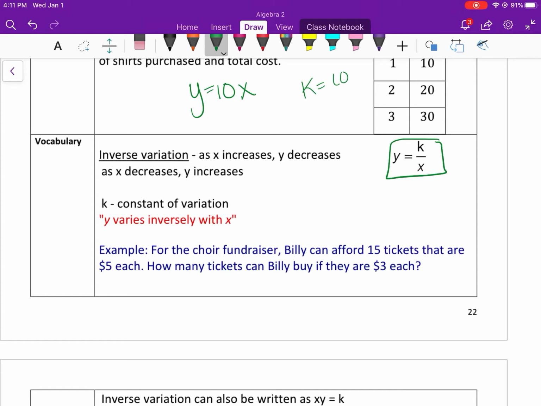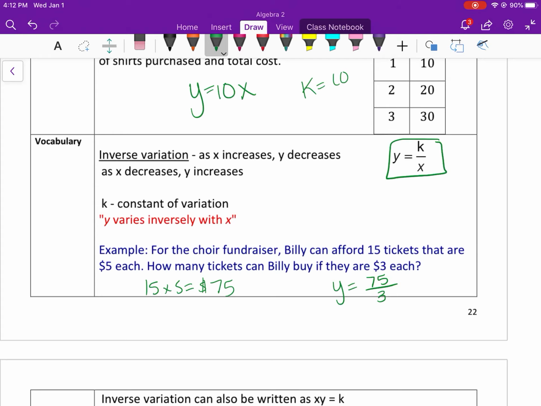So for example, the choir fundraiser, Billy can afford 15 tickets that are $5 each. How many tickets can Billy buy if they're $3 each? Well, if he can afford 15 tickets that are $5 each, 15 times 5 means he has $75. So how many tickets can he buy if they're $3 each? Well, that's 75 divided by 3 would tell me how many tickets he could buy.